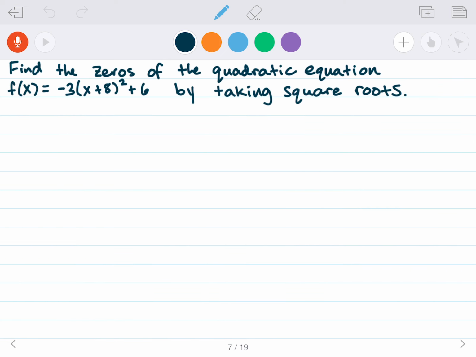Find the zeros by taking square roots. So again, we're in vertex form, which is really nice. And since f of x is my y value, I'm going to start by setting that equal to 0. And maybe I'll just move this to the middle so I have more room.